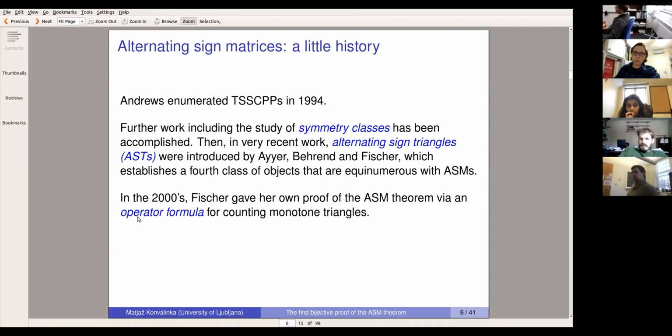So I already mentioned the two proofs by Zeilberger and Kuperberg, and Ilse Fischer developed her own proof in the past 15 years or so. So her proof was really very different. She's using something that she calls an operator formula for monotone triangles. And I'll be talking about this mostly, but no bijections were found.